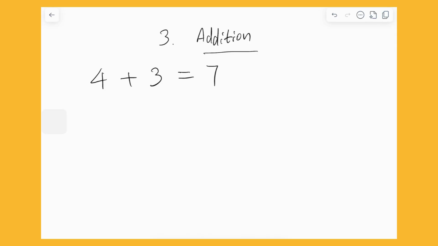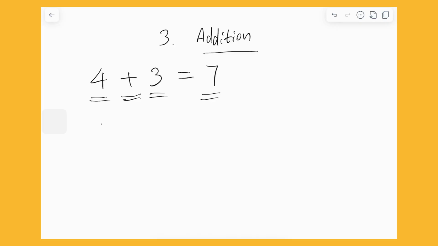Okay, so this is what we call addition. All right, so it means putting together. So putting these two numbers together. So putting 4 and 3 together by using the plus sign here, and it equals to 7. So we could add 4 and 3. The answer is 7. Okay, so we can do more practice about this.